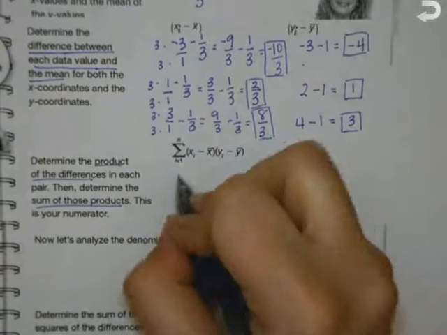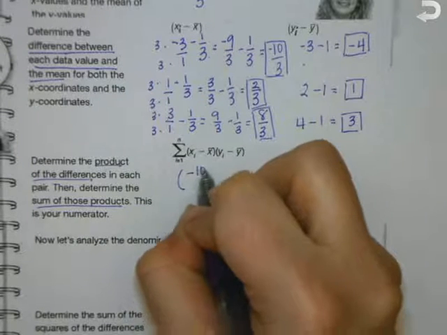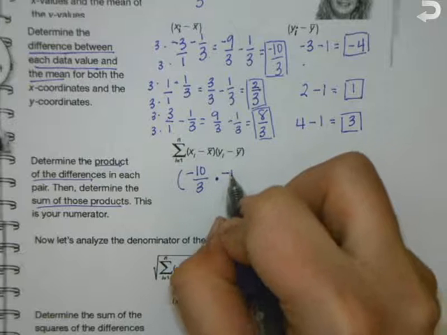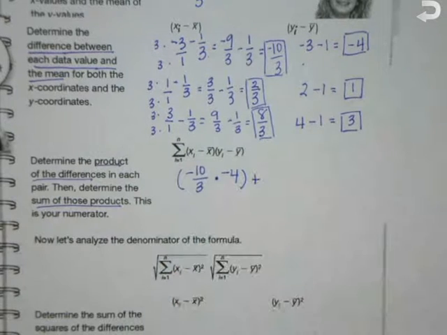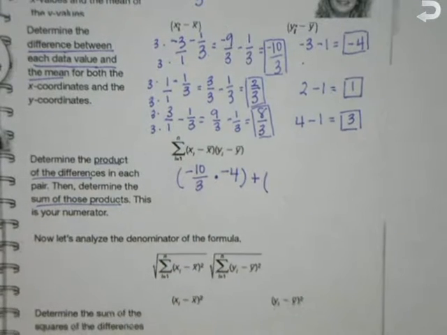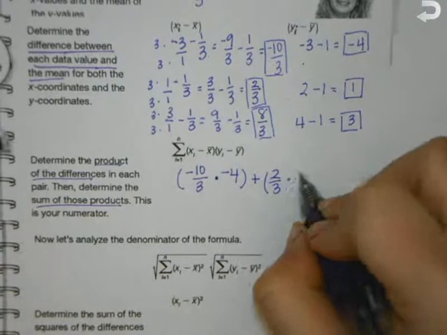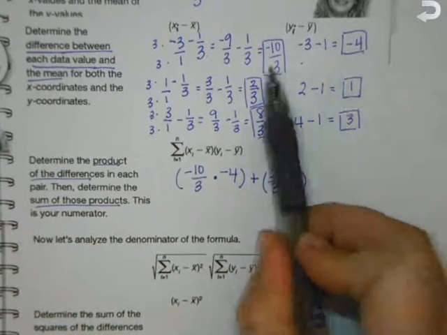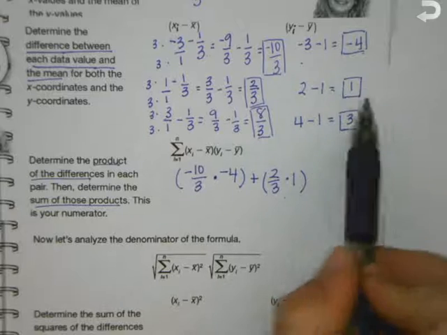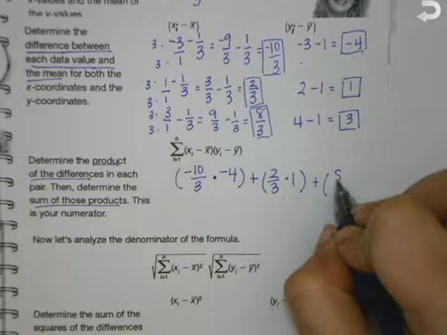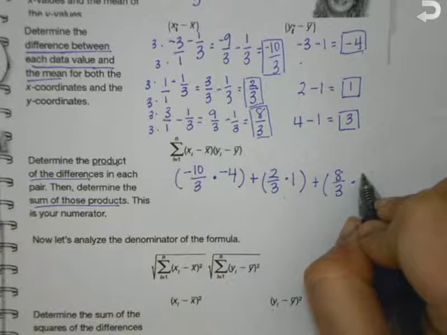So this is going to be -10/3 times -4, plus, what would the next one be? 2/3 times what? Times 1. So I'm just pairing up the first x and y, and then the second x and y, and then plus, what would the last one be? 8 over 3 times 3.